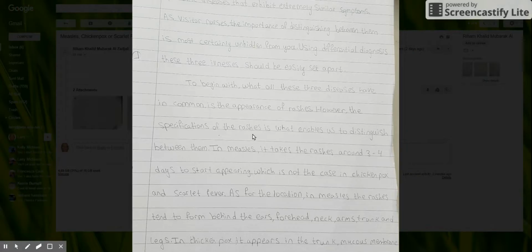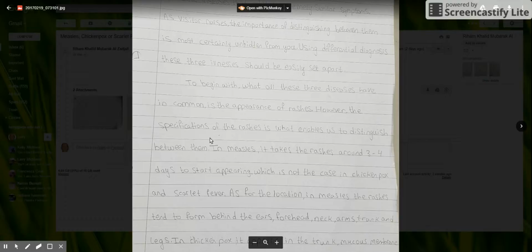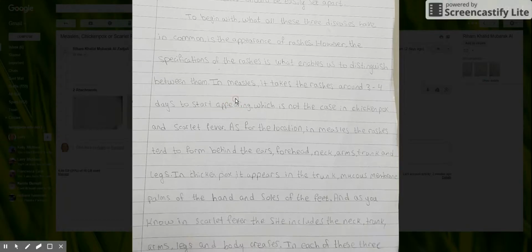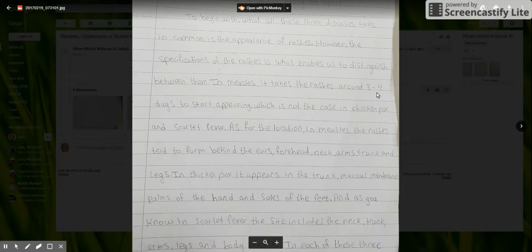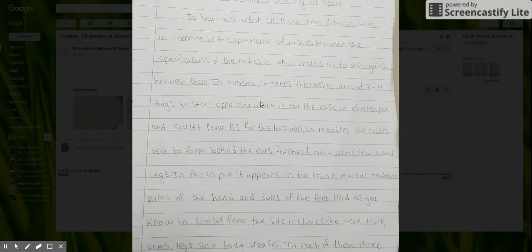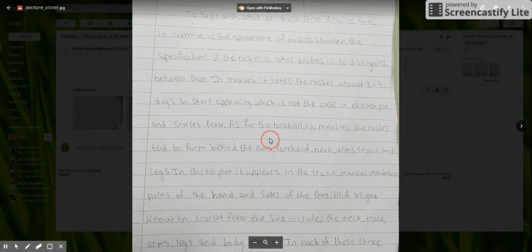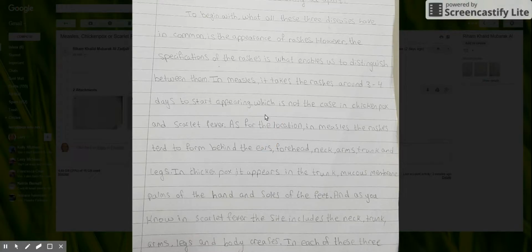Okay. Okay, so let's see. Specifications of rash, distinguish between them. In measles, the rash takes about 3 to 4 days to start appearing. Okay, so we're talking about the appearance, and now you're talking about how long it takes to appear. It's not exactly the same thing, right? Which is not the case in chickenpox and scarlet fever. As for the location, okay, so now you're talking about the location. So I think you should have a paragraph for each, the location and how the rash looks, okay?